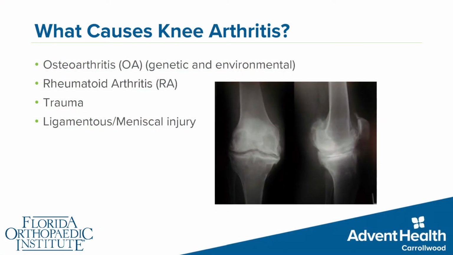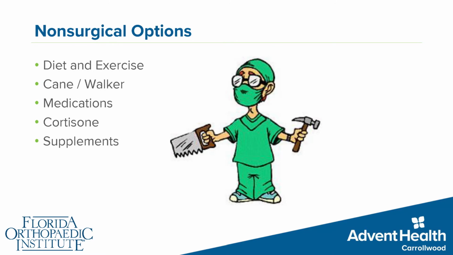What causes it? Same thing. The same causes that are associated with hip arthritis are associated with knee arthritis. So osteoarthritis is the most common cause, and that's that wear and tear arthritis. Again, rheumatoid arthritis, trauma, and you can also get arthritis after suffering a ligamentous injury like an ACL tear, meniscal tear, remotely.